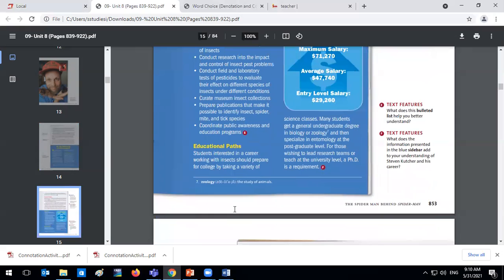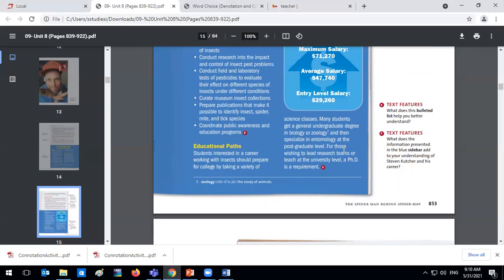The educational path focuses on what you have to do in order to be an entomologist. How can you prepare for it before college? Like if you're in high school, what kind of courses should you be taking? Should they be more scientific or mathematical, as you said? When you go to university, what should you specialize in? He says here that you specialize in biology or zoology, which is the study of animals. Then you can later specialize in entomology.